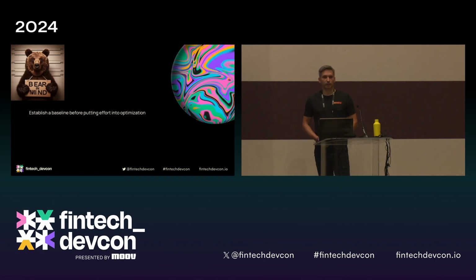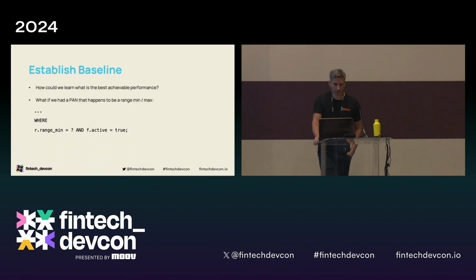But before we do that, I think a good idea is to actually try to establish a baseline before we put any effort into trying to optimize. And so the question here is, how can we learn what is the best achievable performance? For that, we can construct an evil card number that falls right on, let's say, the range minimum of one of the queries.